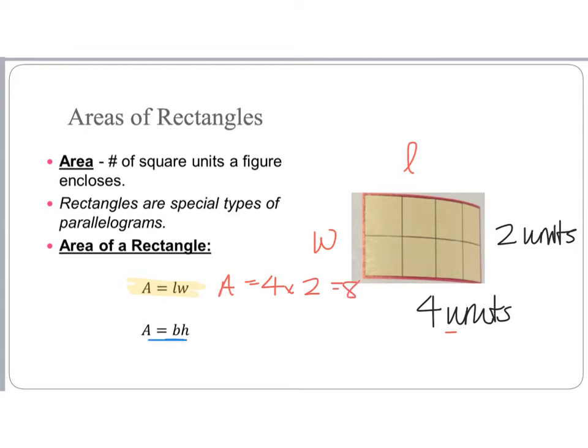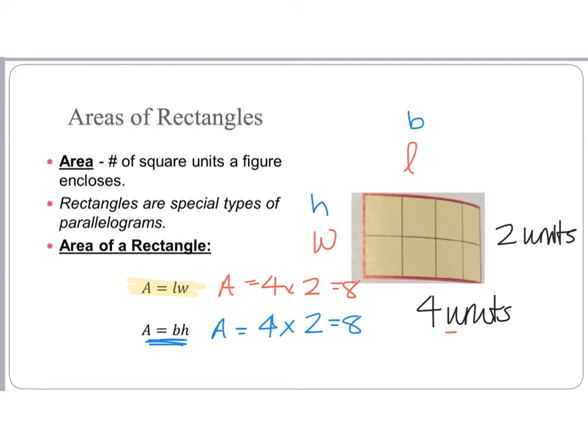Or we have this other formula here that is sometimes used, and it says A equals B, which is base, times H, which would be your height. So if we found the area using this formula, our base would still be our 4 times our height, which would be 2. So I still end up with 8.